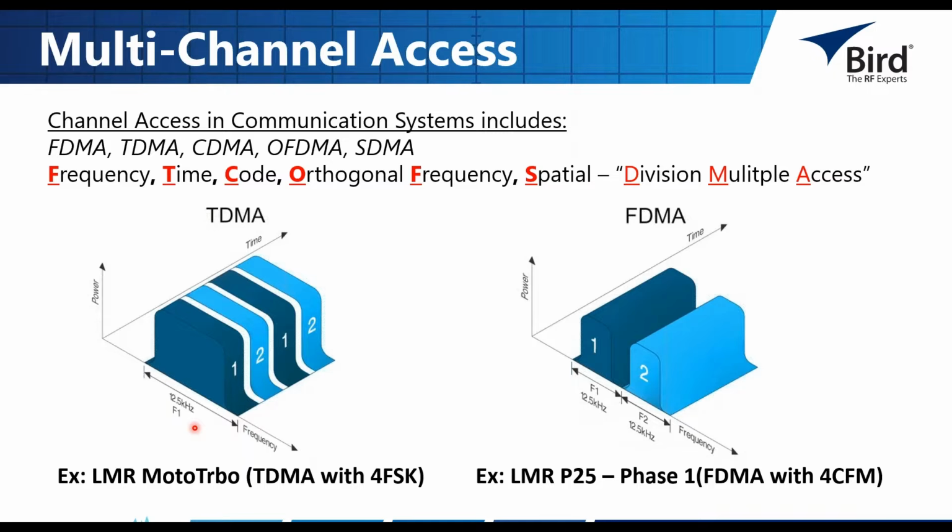Okay. So when we are dividing this information among the users, I have a couple of examples here. One is for time division, and in the other we're dividing the channels by frequency. So we have either time division or frequency division multiple access, and there are several other methods we can use to split up information between users. Examples of some of these: TDMA is used for LMR MOTOTRBO, and FDMA for LMR P25 Phase 1.